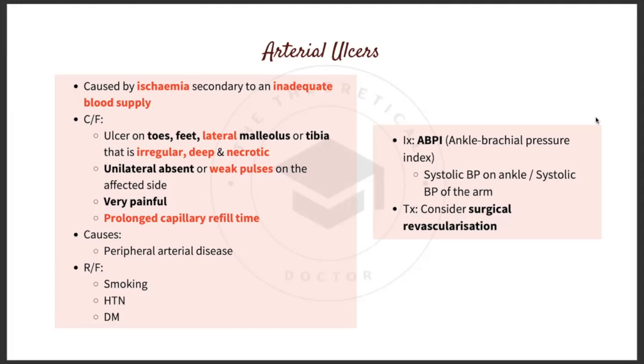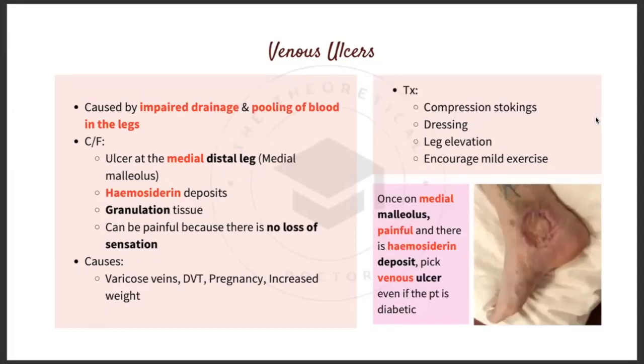For treatment, you would consider surgical revascularization because there is lack of blood flow supplied to that area, and eventually it may worsen, or the patient may suddenly have acute limb ischemia or critical limb ischemia. Next is venous ulcers. It is caused by impaired drainage and pooling of blood in the legs. Clinical features, ulcer at the medial distal leg.